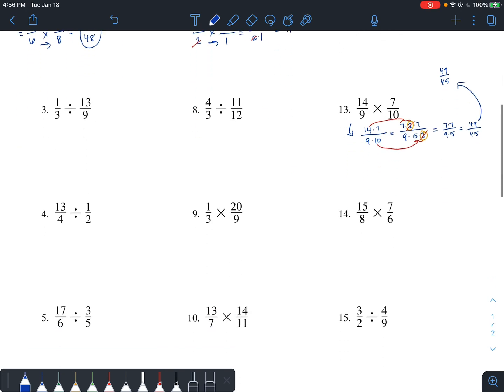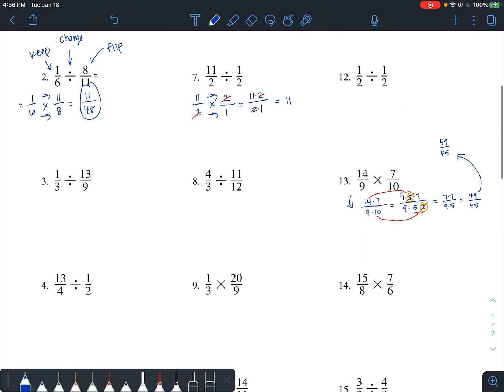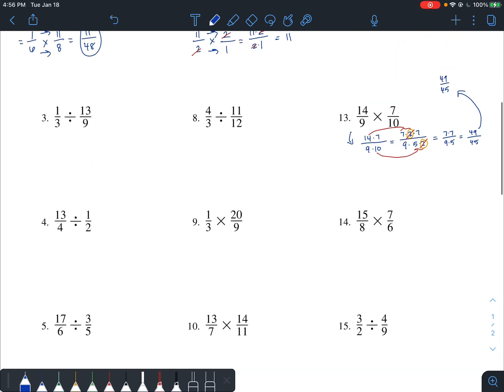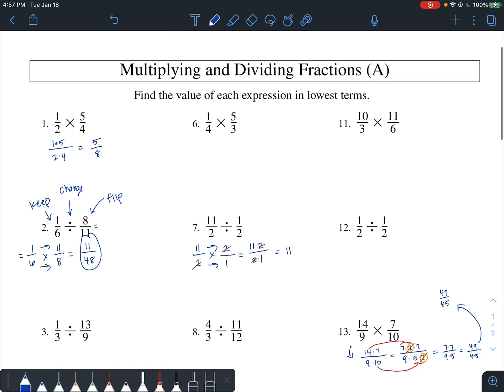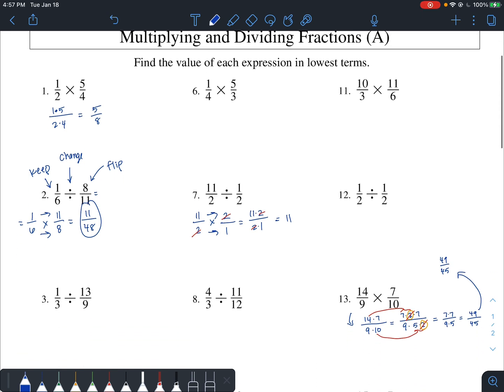So we know how to multiply, we know how to divide, so go through this worksheet, complete these examples. I have a key in Canvas, so make sure you compare your work there, and I think by doing this you'll be really prepared for what comes in Chapter 6.